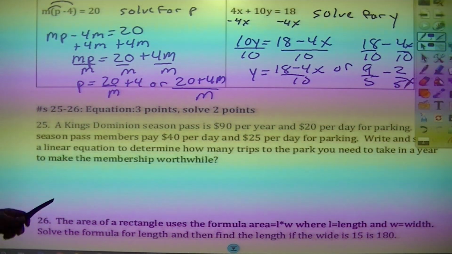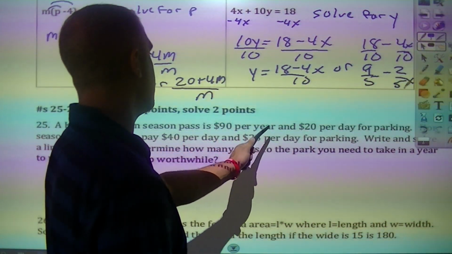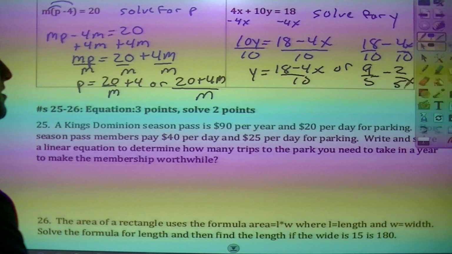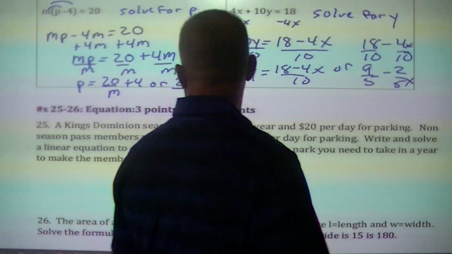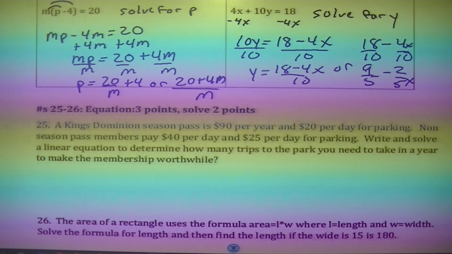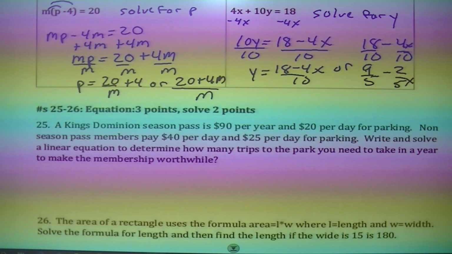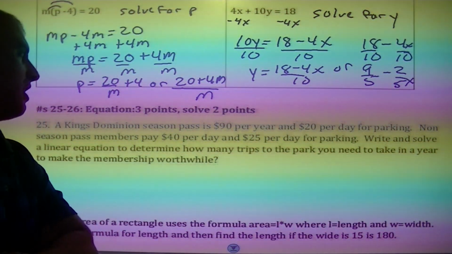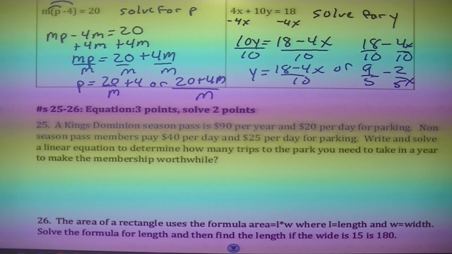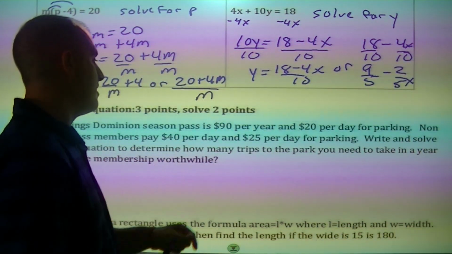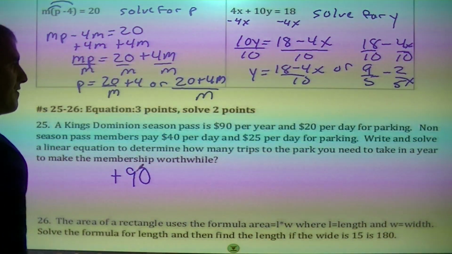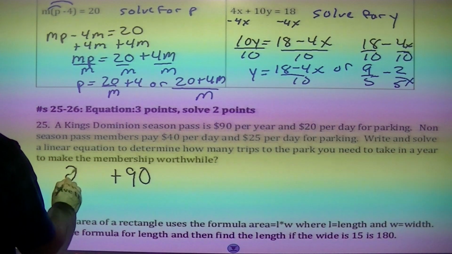All right, a King's Dominion season pass is $90 per year and $20 per day for parking. Okay, all right. Let's see if I can move this up. Non-season pass members pay $40 per day and $25 per parking. Write and solve a linear equation to determine how many trips you need to take in a year to make the membership worth it. Okay, so bottom line is for the first part, it's going to be $90 just to pay for the membership and $20 to park.